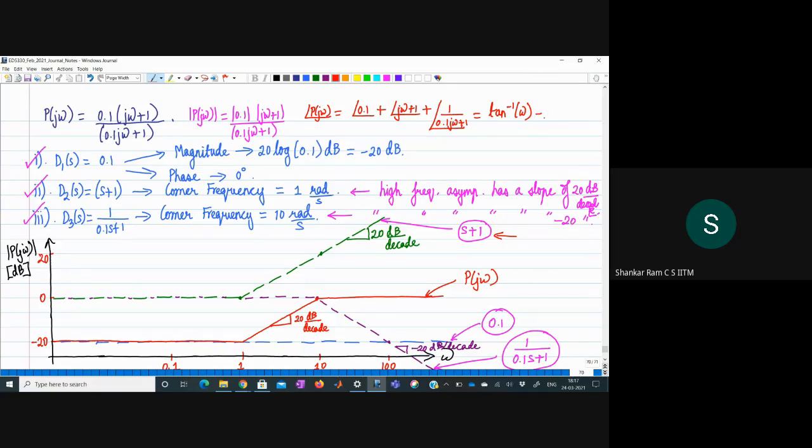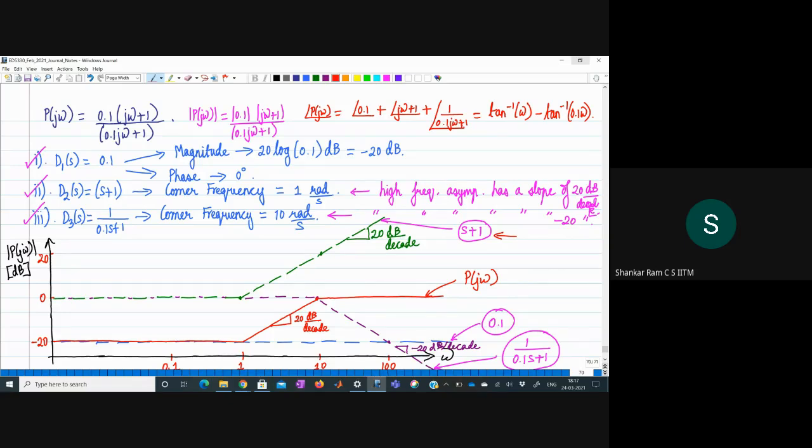Then what do you think will be the phase of 1 by 0.1 j omega plus 1? It will be minus tan inverse of 0.1 omega. How did I get minus tan inverse of 0.1 omega? Because I have the reciprocal. So I get a negative sign. So I will have minus the phase of 0.1 j omega plus 1. And the phase of 0.1 j omega plus 1 is going to be tan inverse of 0.1 omega.